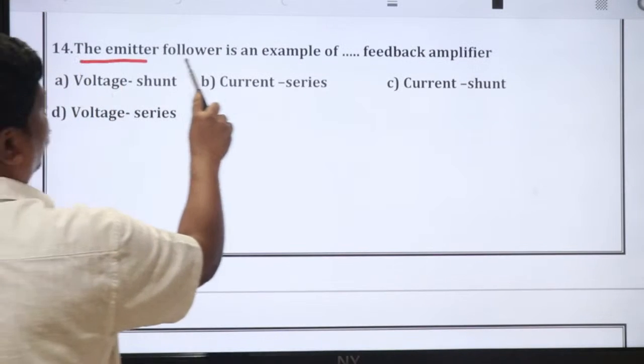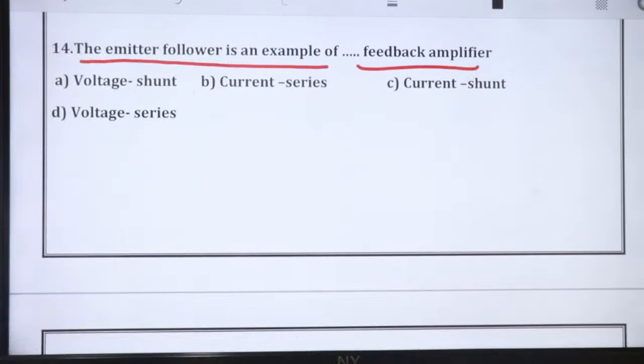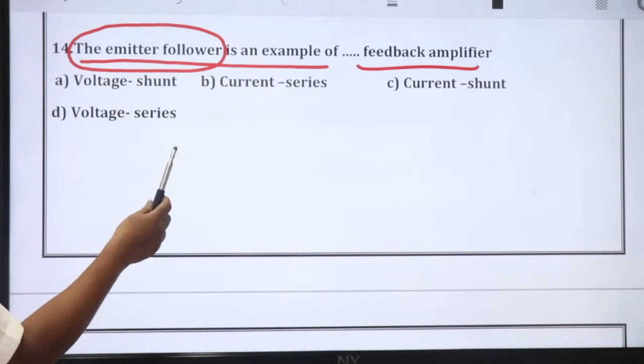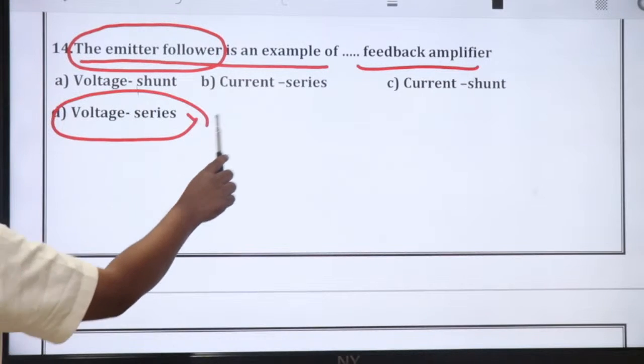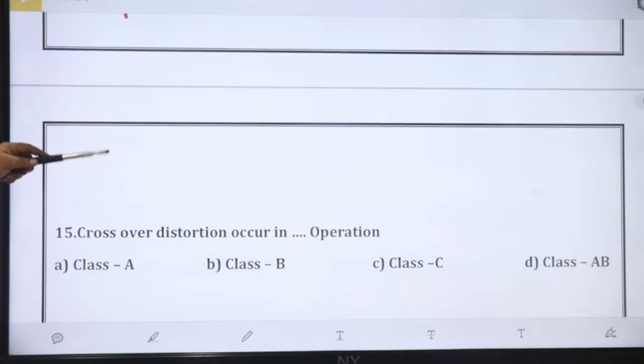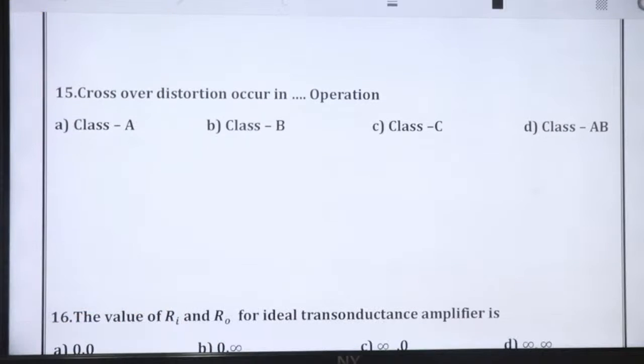Next, the emitter follower here is an example of dash feedback amplifier. It is a very important question, which is a voltage series feedback. Emitter follower here is a voltage series feedback. I told you, it is also available in your notes. Emitter follower here is a what feedback? Voltage series feedback.